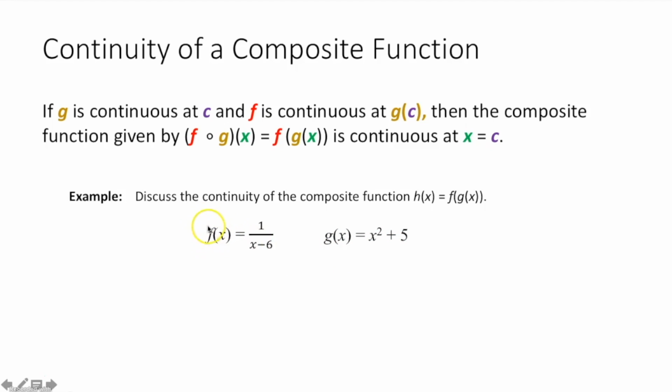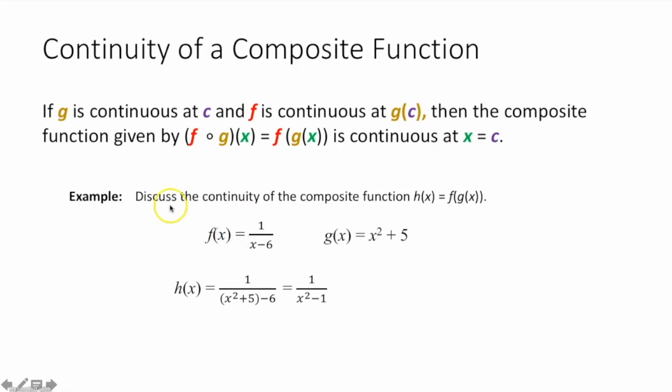Is our function f continuous at x is equal to 9? This function has an asymptote at x is equal to 6, but it is continuous at x is equal to 9, so we're good. So g is continuous at x is equal to 2, and f is continuous at g of 2, which is 9. Therefore, our composite function, when we take our g of x function and plug it in for x in our f function and simplify it, would be continuous at x is equal to 2 because g of x is continuous at x is equal to 2 and f of x is continuous at g of 2.